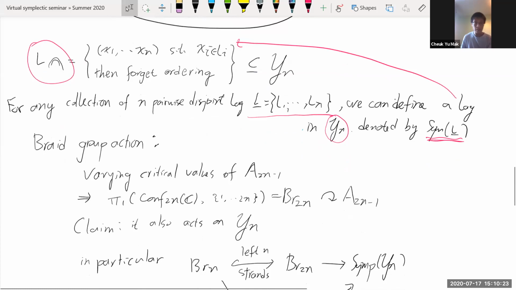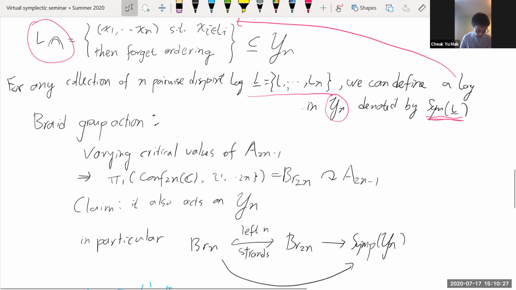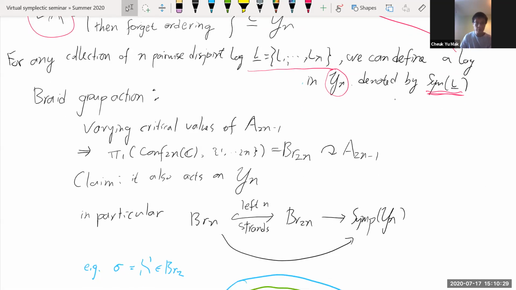I need to explain the Braid group action. The Braid group action comes from varying the critical values of this Milnor fiber. By varying the critical value, you see that this fundamental group acts on the Milnor fiber, and this is exactly the Braid group, but with two n strands.